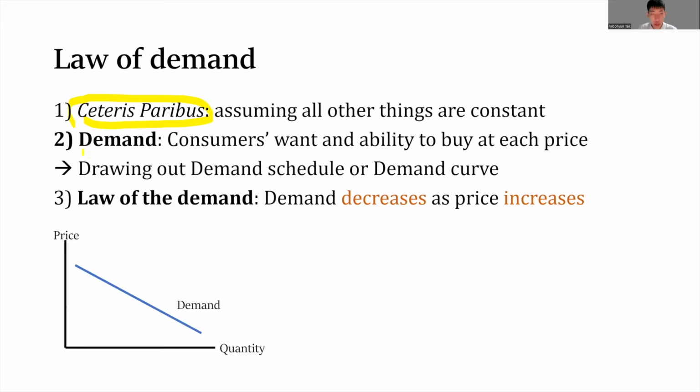Then let's learn what demand is. Demand is consumers' want and ability to buy at a certain price. For example, Jason wants to buy an apple for $7 and I can afford it at $10, but it is different by person. When you accumulate each person's desire and organize it into a table, we call it a demand schedule. And when you convert it to a graph, we call it a demand curve.